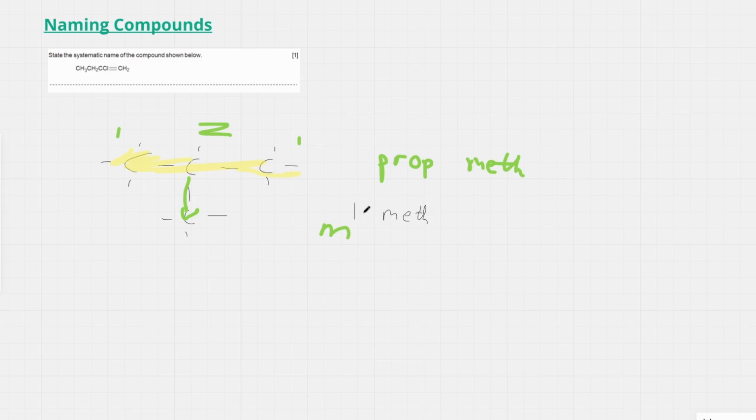So we've got 1 methyl, because there's 1 methyl, and it's attached to the second carbon. So 2-methylpropane is this compound's name.